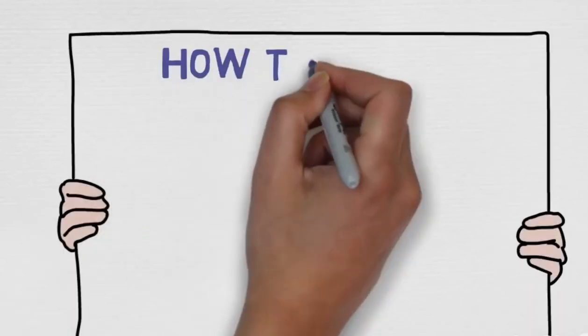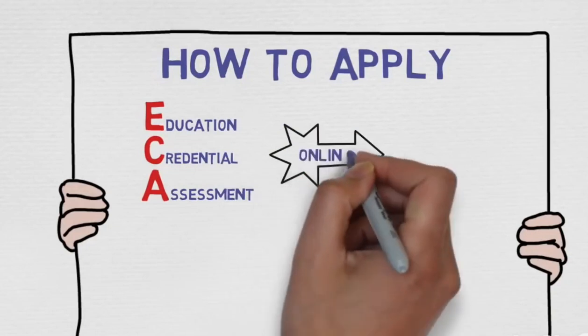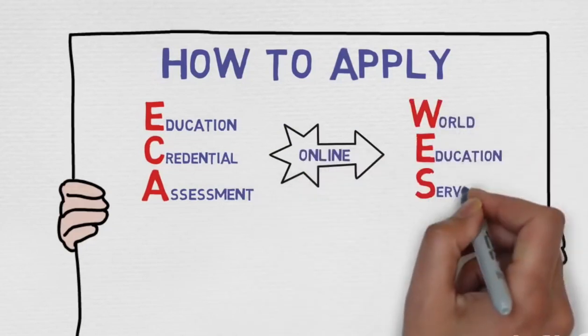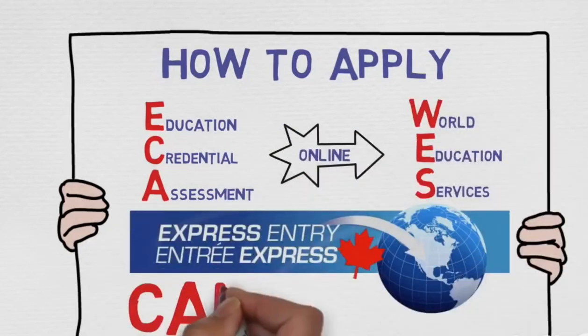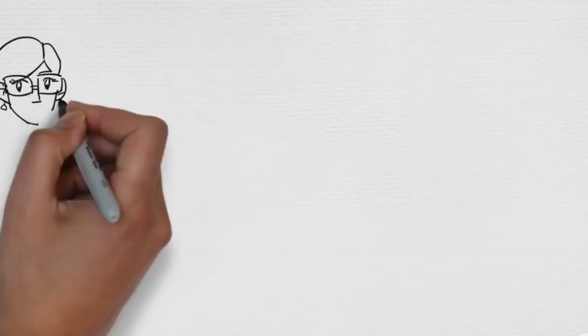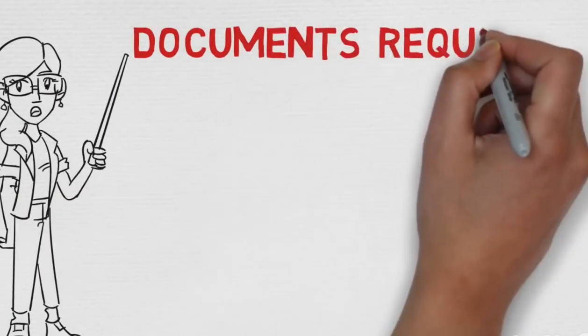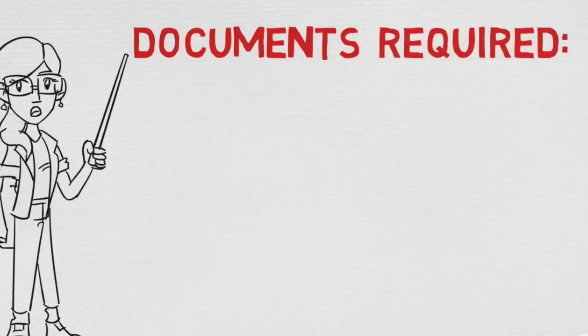How to apply for ECA, that is Education Credential Assessment, online through the WES website for the Express Entry Program of Canada. The list of documents which are required and those which are not required, all the information you need to know, coming up. Before starting the online application process, let's see which documents are required and mandatory.